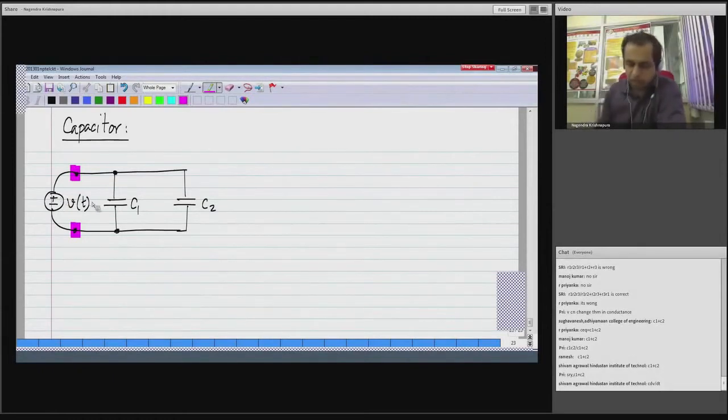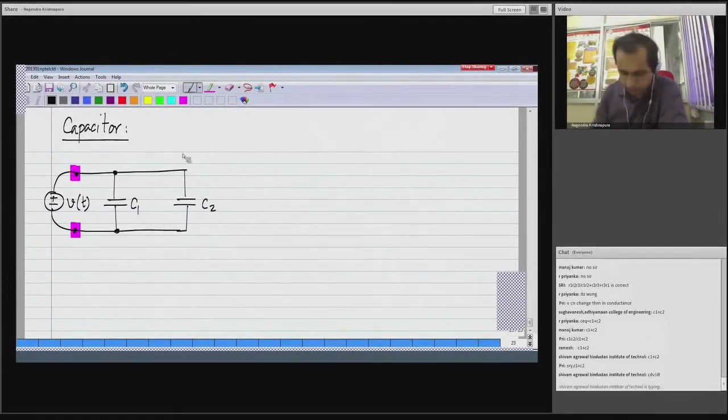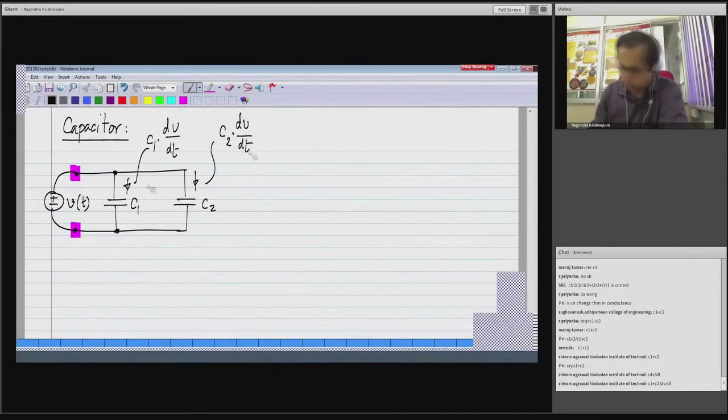So here I have to apply a time varying voltage because if the voltage is constant, we know that no current can flow through the capacitor. If I do that, C1 has a voltage v of t across it, and C2 also has v of t across it. So the current through this would be C1 times the time derivative of v of t, and the current here is C2 times the time derivative of v of t.